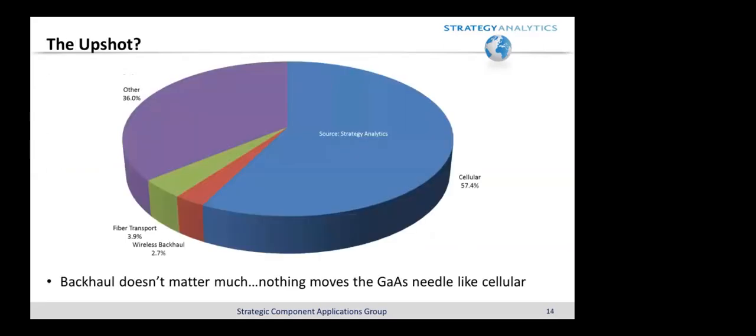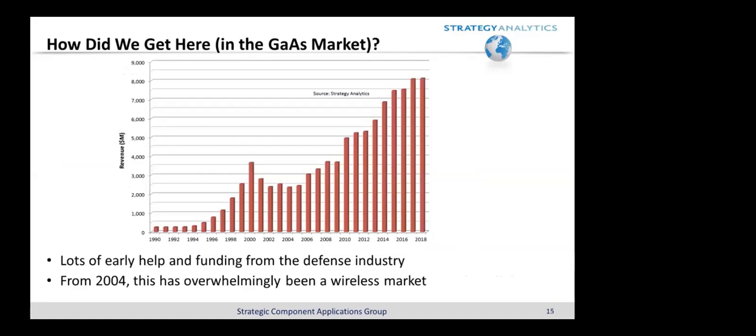While the backhaul architecture question is an interesting one, and it's a good market for GaAs, at the end of the day, nothing moves the needle of GaAs revenue like the cellular market. As this chart shows, the cellular portion accounts for more than half of GaAs revenue. If we look at the historical performance of the GaAs market, the early days were defined by defense funding and applications, but since about 2004, the driver has been cellular, and that's what's pushed GaAs revenue to historical highs.